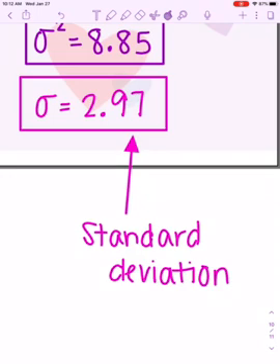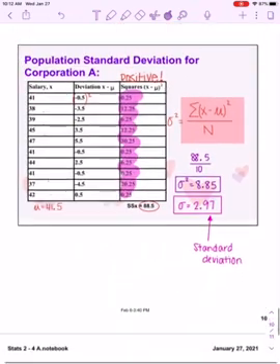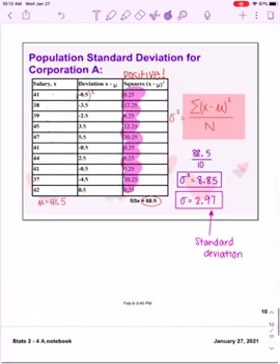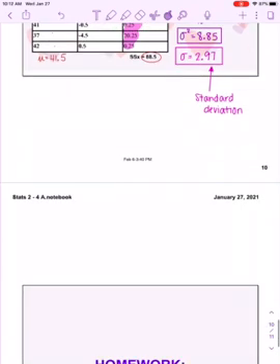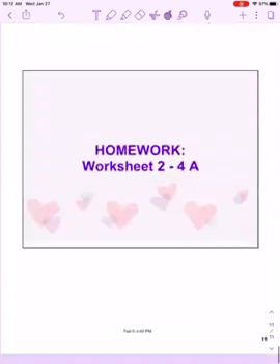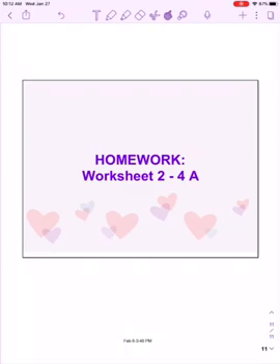2.97 is super close together. Our range wasn't very big. All of those data points were really close to each other, so your standard deviation is relatively small. Okay? It is helpful. It is used a lot. It's going to continue to come up, so don't just ignore it. We need to learn all these little symbols, and we need to know how to find it.